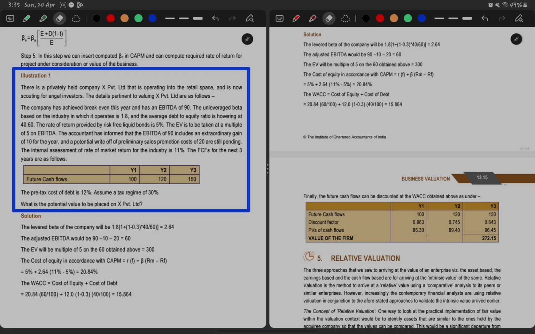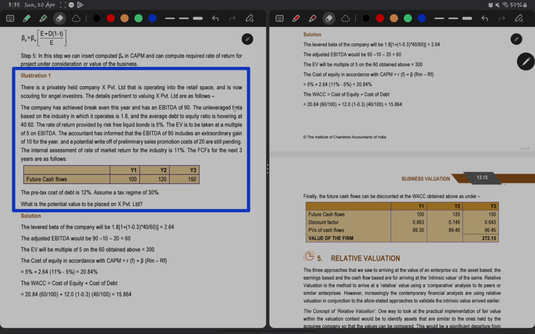EBITDA is nothing but earnings before interest, taxes, depreciation, and amortization. Why EBITDA? Because it shows the operating profit of the company before deducting interest on loans, taxes, and costs like wear and tear on the assets, nothing but depreciation and amortization. It gives a clear picture of business performance without the effects of financing and accounting methodologies. So it gives the viability of the income stream.